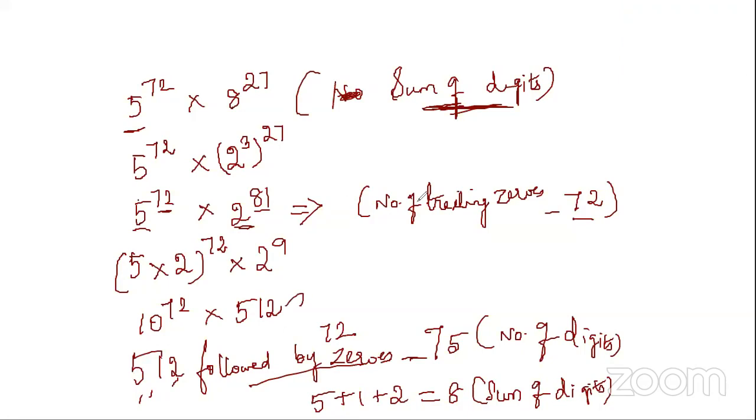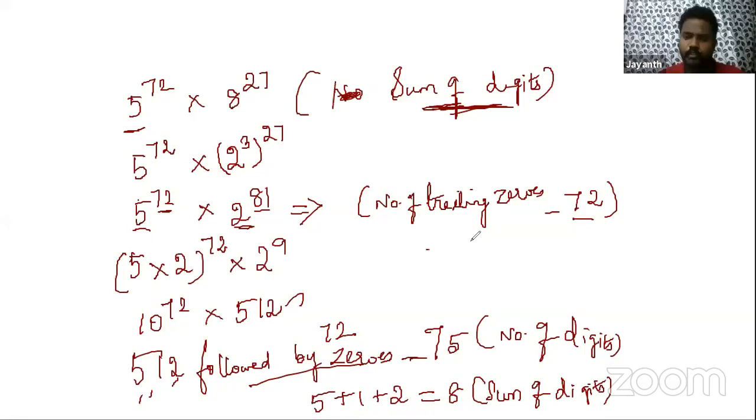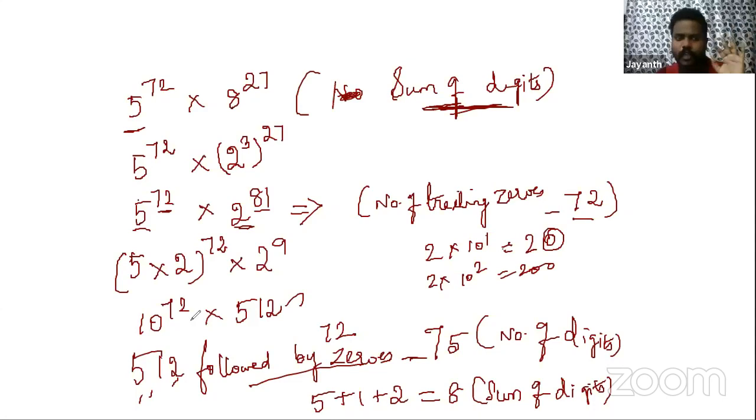See, for example, 2 into 10 means what? 10 power 1 is 10, so the answer is 20. If it is 2 into 10 power 2, it means 2 zeros. So 10 power 1 is 10, 10 power 2 is 2 zeros. Likewise, 10 power 72 means 512 followed by 72 zeros.